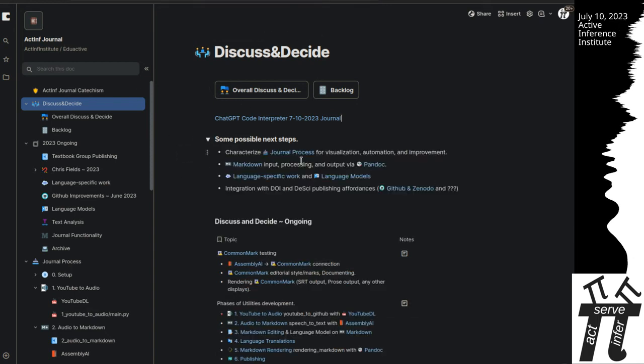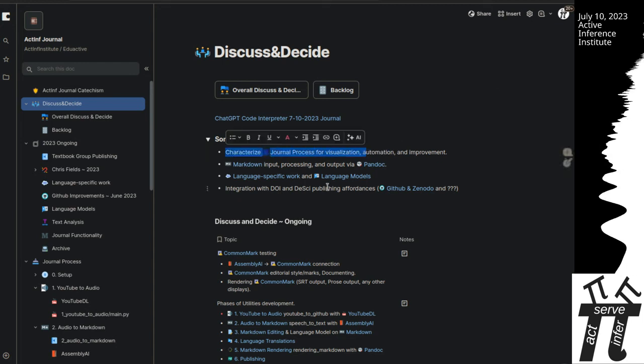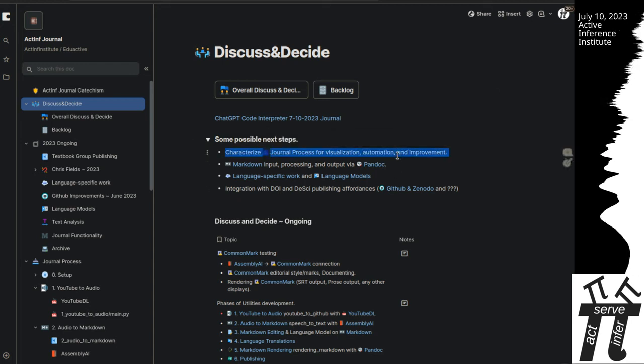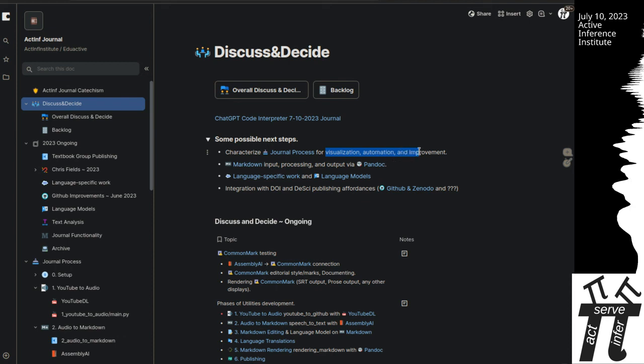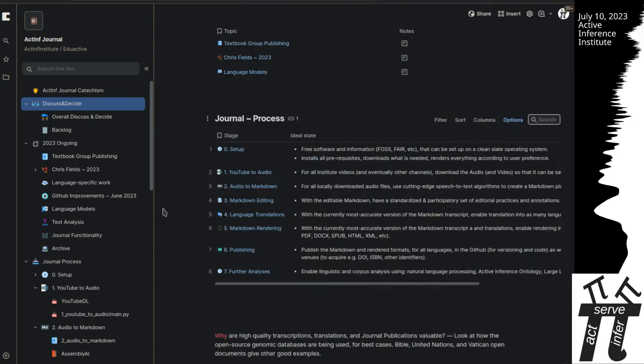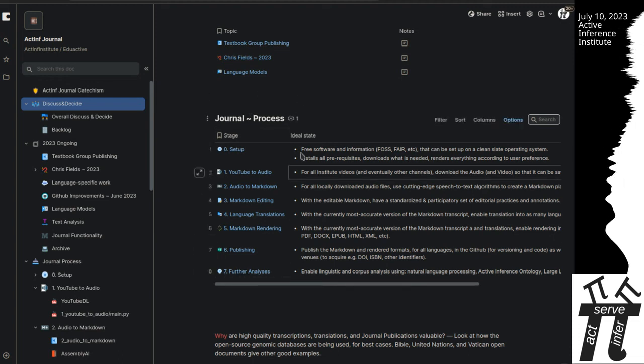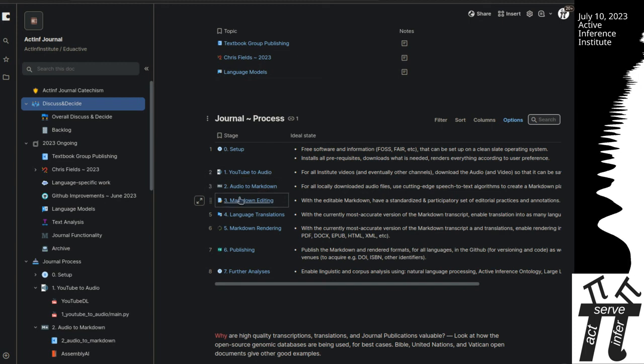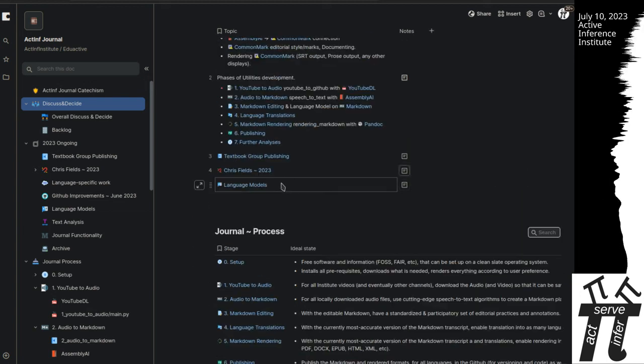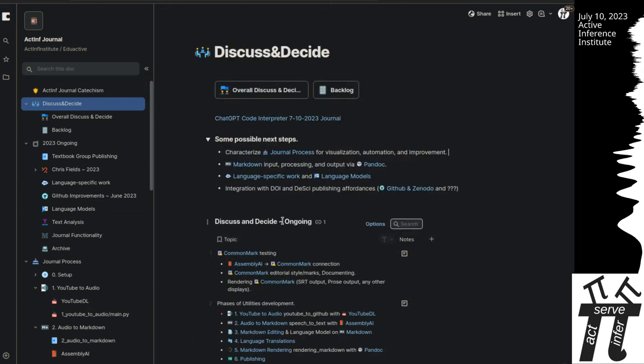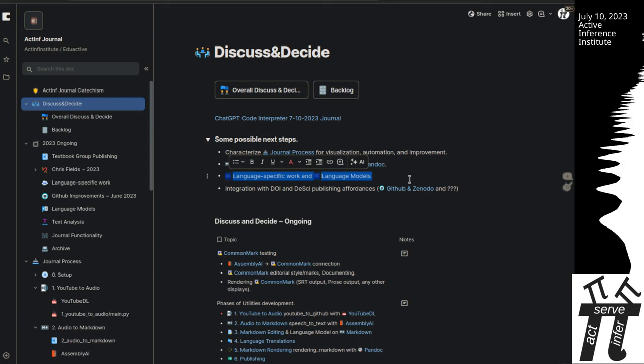Here are some next steps that present themselves following this video to characterize our journal process and improve our visualization, automation, editing. So we have a multi-step process at the journal that helps us go from a YouTube live stream on through the audio and markdown editing to translation and rendering and publishing. So how can we improve this, and how can we work better in language translations and subtitles?